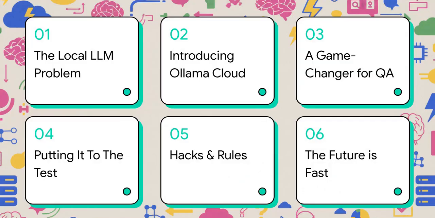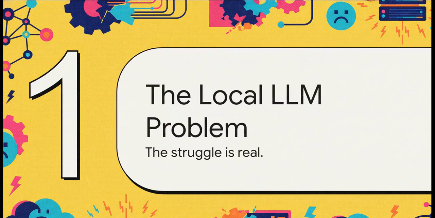So here's what we're going to cover. First, we'll dive into why running large language models on your own machine is such a pain. Then we'll introduce Ollama Cloud as the answer. We'll see why it's a total game changer for QA, and we'll even look at some real-world numbers. And finally, we'll get into how you can start using it, plus what this all means for what's next in AI-powered testing.